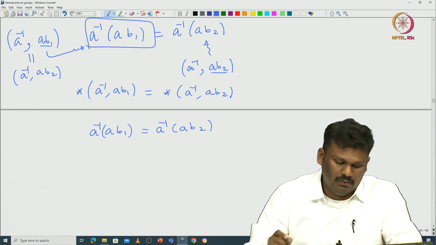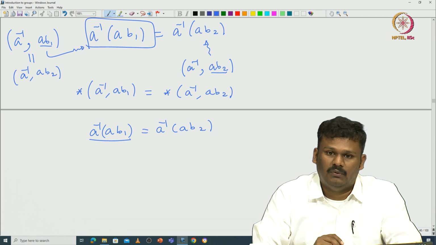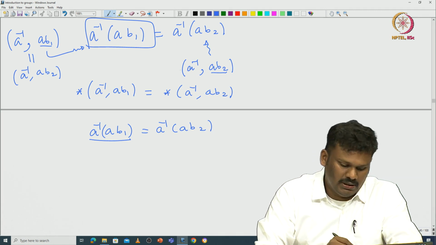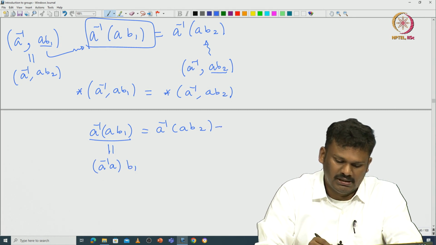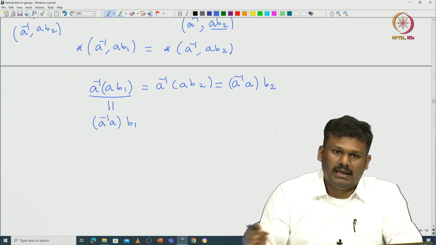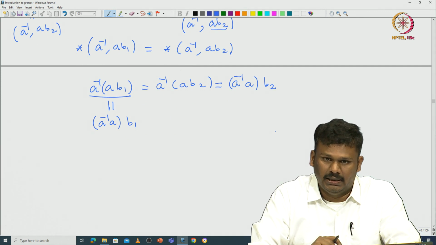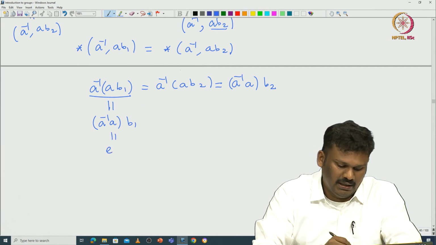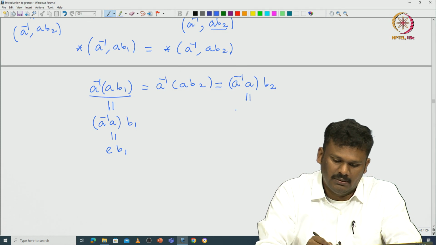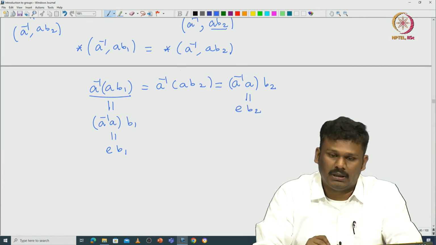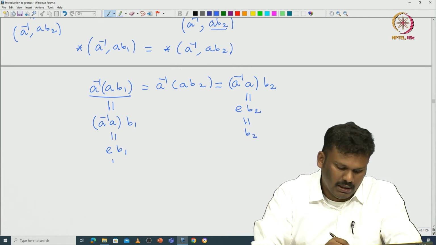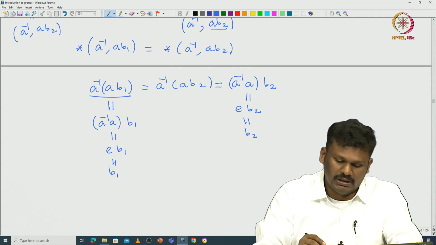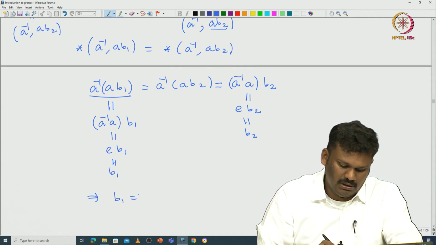Okay. So now you have this element, but you have associativity. So this is the same as A inverse A and then B1. Similarly, this is the same as A inverse A B2. But when you take A inverse times A, you know that that is already identity. So this becomes identity times B1, and similarly this becomes identity times B2. But identity times any element is itself. So here you get B1 and here you get B2. So this proves that B1 must be equal to B2.